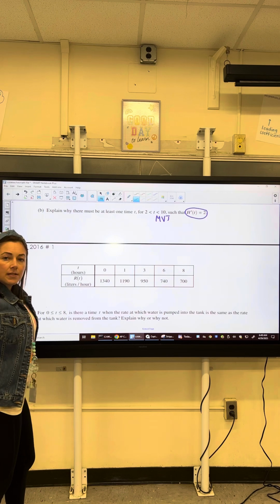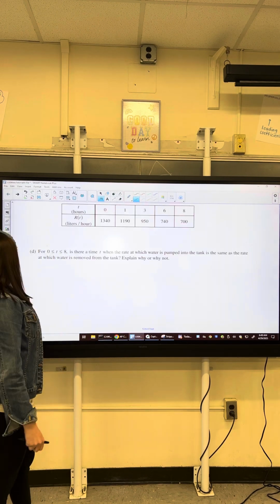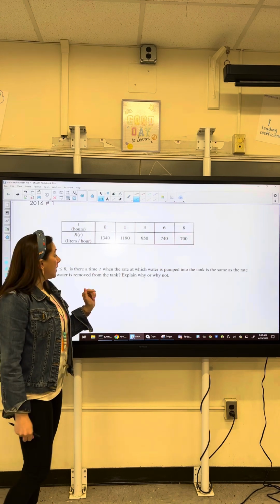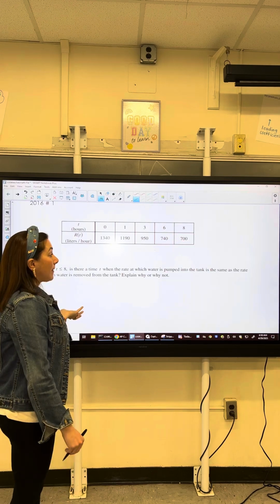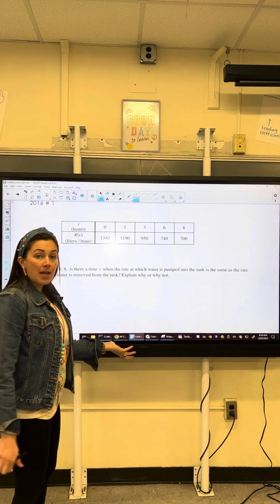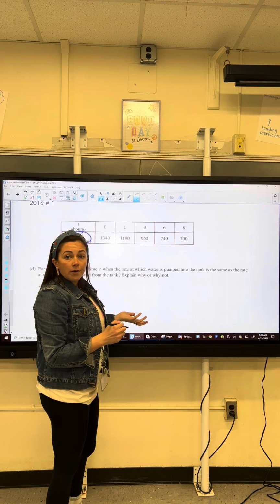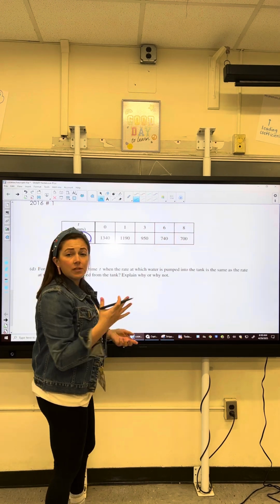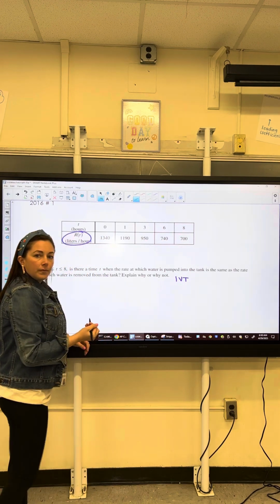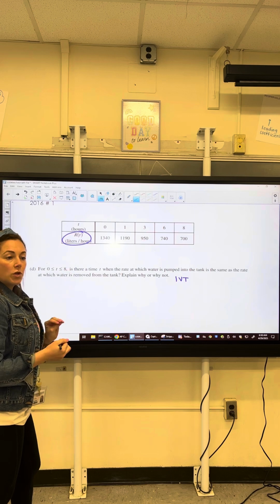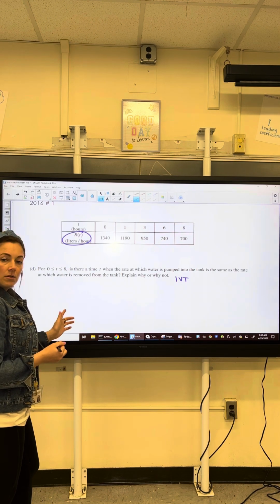And then for 2016, this one's a little tricky, but they say, for 0 to 8, is there any time t when the rate at which the water is pumped into the tank is the same as the rate at which the water is removed from the tank? Because this is already the rate, they're asking when is r of t equal to w of t, for rate in, rate out. And this is going to be the IVT. So that's how you know which to use. And now I'm going to show you how to do these questions.